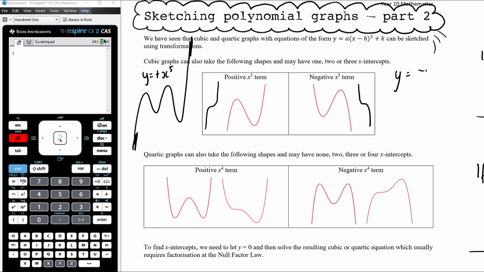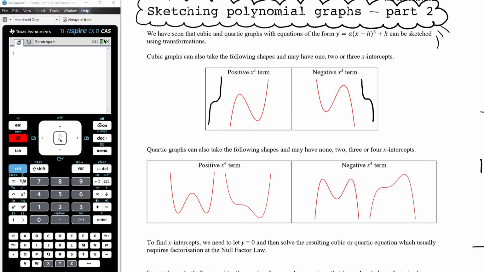Whereas if it was negative x to the power of 5, with other terms afterwards obviously, it would start at the top and have 4 turning points and finish down. Okay. So odd degree polynomials: positive leading term, up as we go left to right; negative leading term, down as we go left to right.